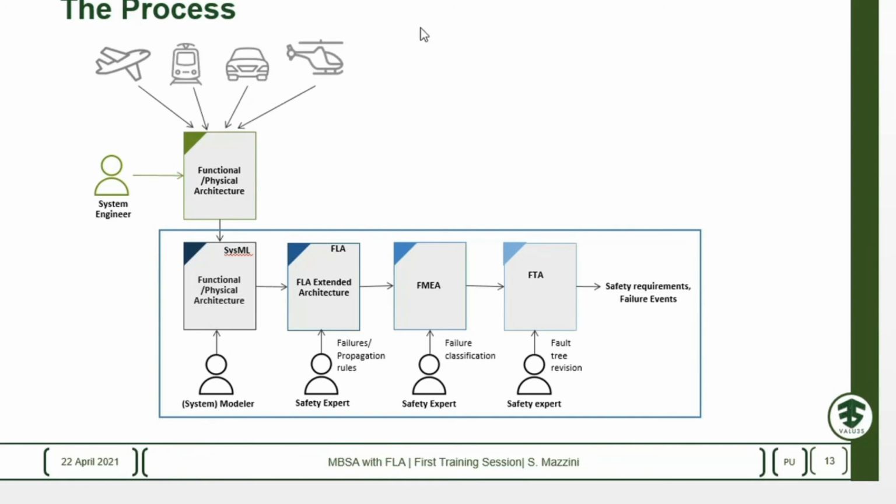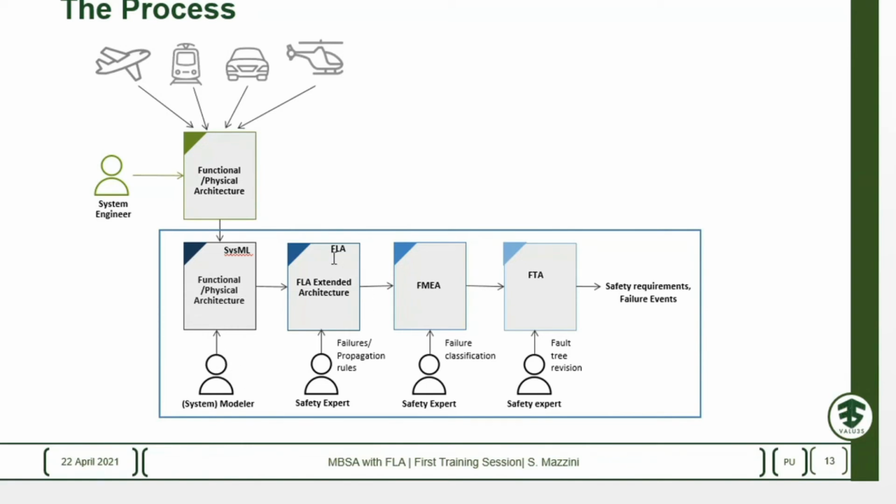What is the process we envisage in this methodology? The methodology applies in different domains, and we expect that we receive a functional system or physical architecture from system engineers in the project. The core of the methodology is that there is a system model, so a functional and physical architecture model is developed through the use of SysML.